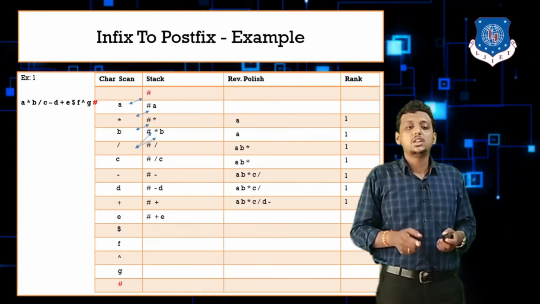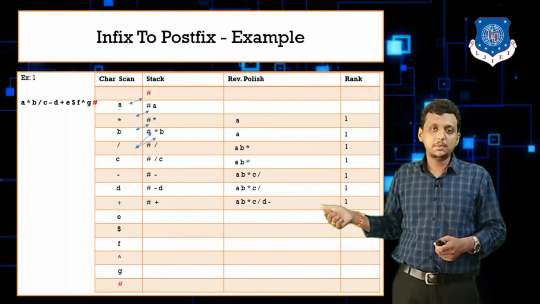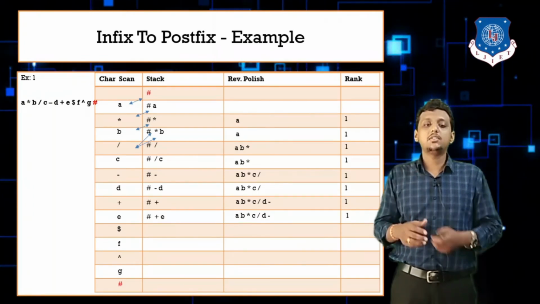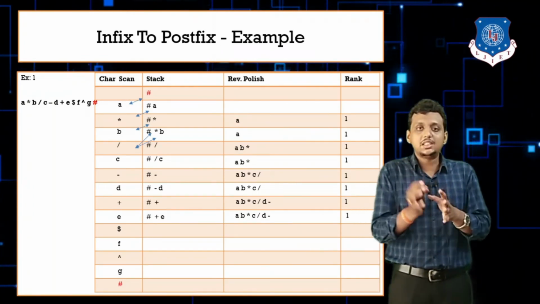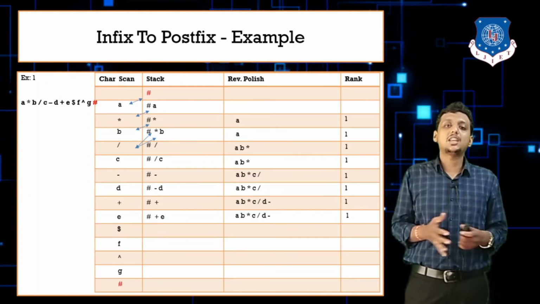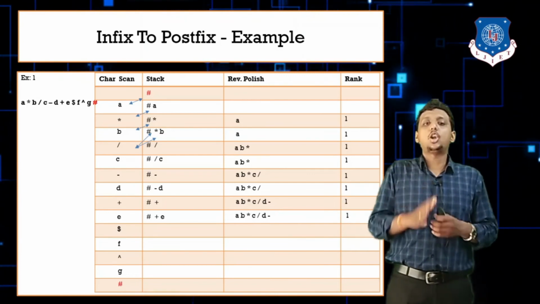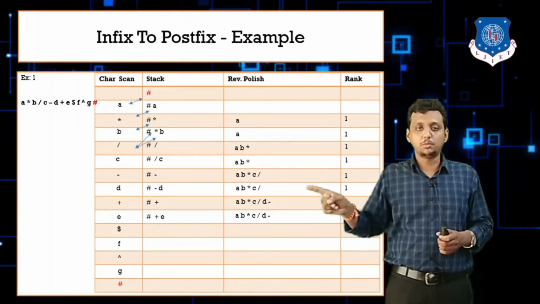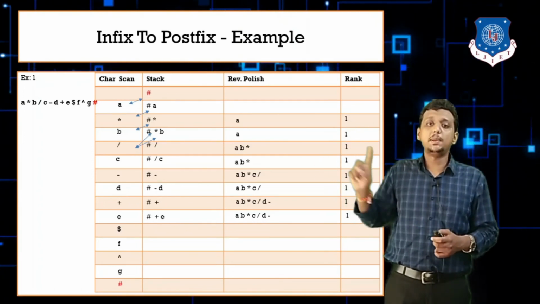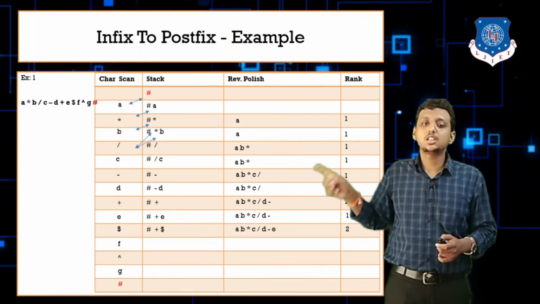Next, students, we have E with us. So what to do with E? E is a character. Don't think much, just push it inside the stack. The reverse polish and rank remain as they are. Next, we have dollar. Now wait, this is a very important point. How to calculate the dollar? See, dollar has higher precedence than any other operator. So when we compare dollar with E, E will be popped out because E has the highest precedence in the whole thing. So E will be popped out, appended to the reverse polish string, and the rank is increased to 2.